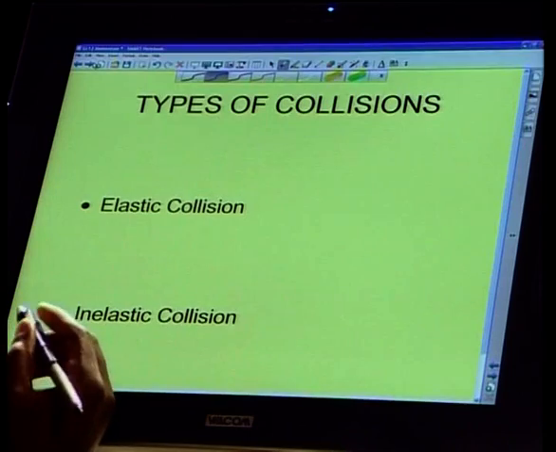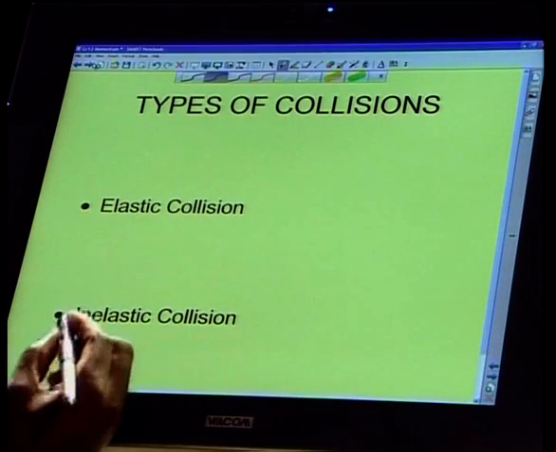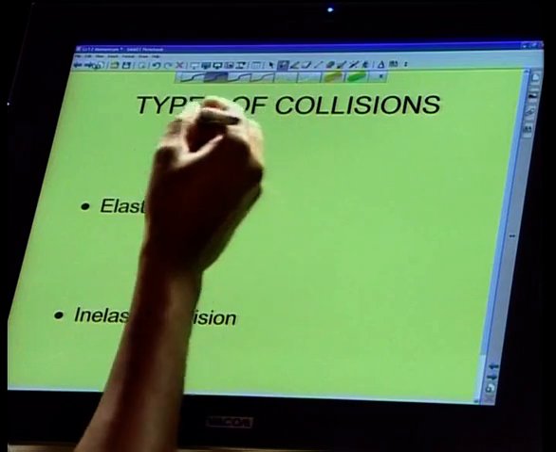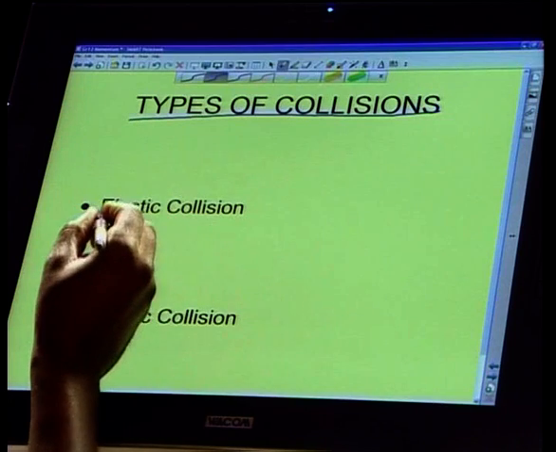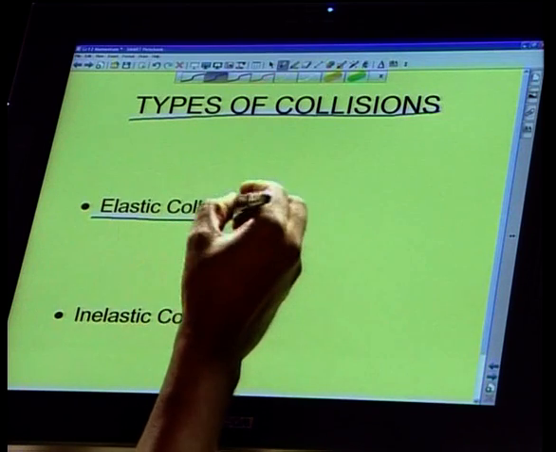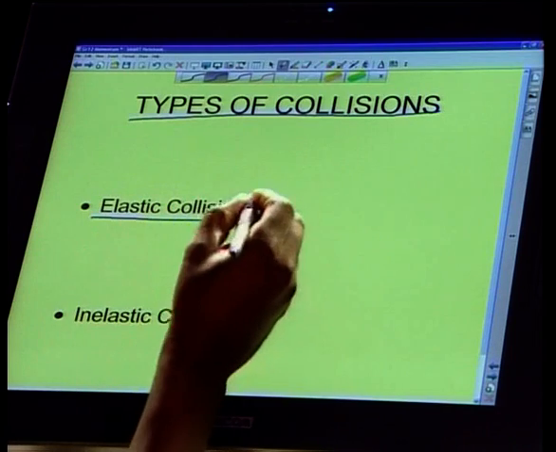And perhaps when we come to examples, you'll understand this much better. But let's just talk briefly and quickly about types of collisions. We're looking at two of them. The first type of collision, we call it elastic collision.